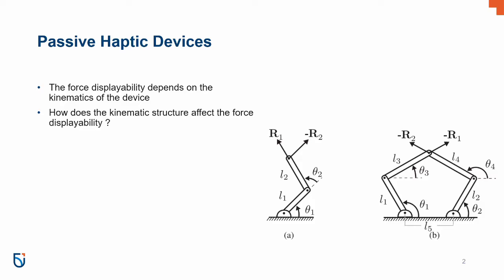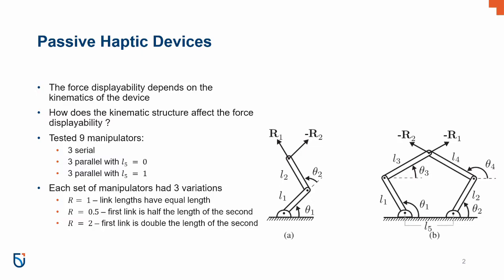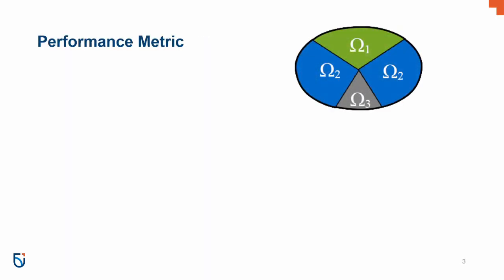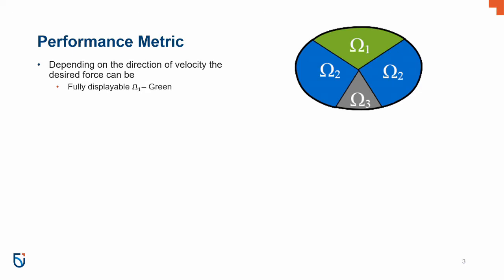in arbitrary directions. To this end, we modeled and tested 9 manipulators, 3 serial and 6 parallel, with varying link-length ratios. The ellipsoid on the right represents the manipulability of the manipulator divided into displayability regions. Device's ability to display a force depends on the location of the force in the ellipsoid given a velocity of the end effector. If the desired force is within the green region, it can be generated using both brakes.